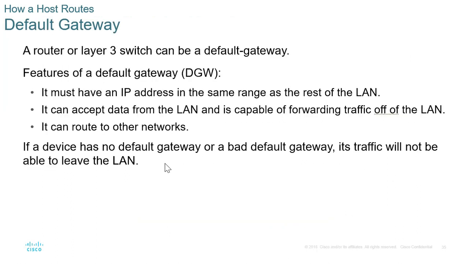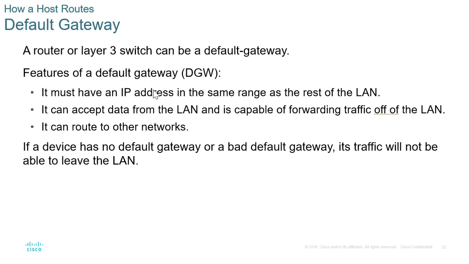So siapa yang jadi default gateway? Okay, so usually it is a router or a switch that is capable of doing layer 3 duties. Okay, so kita ada multi-layer switch yang boleh jadi layer 3 punya router. So it can be a default gateway. So tujuan default gateway ni adalah, like I said, to pass between one network to the other.